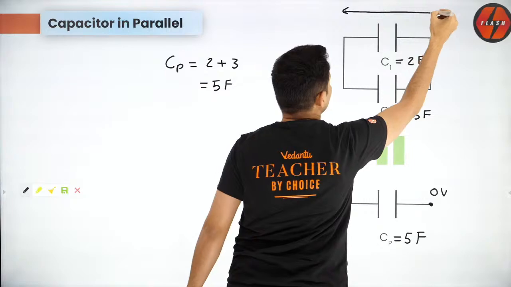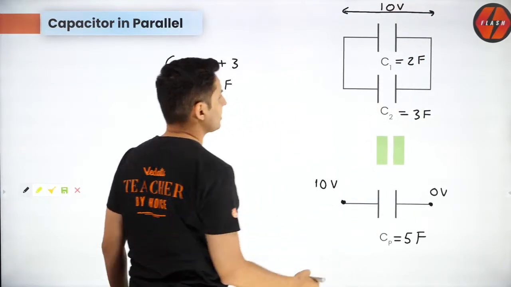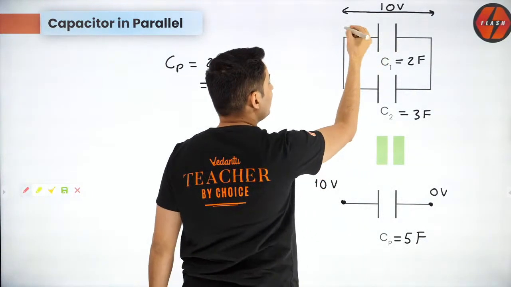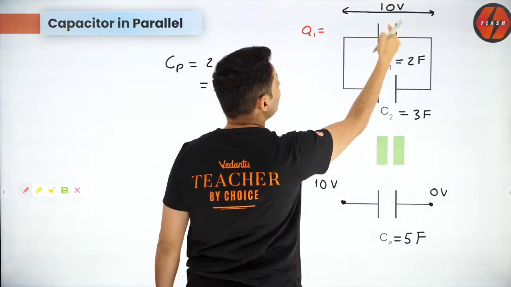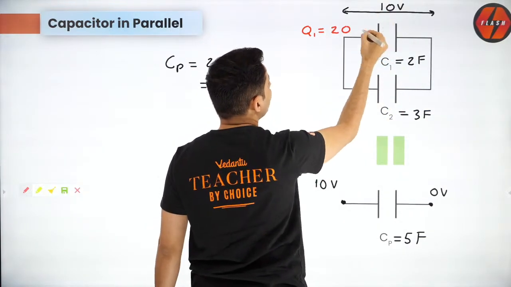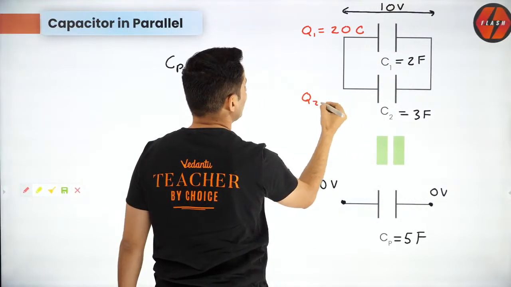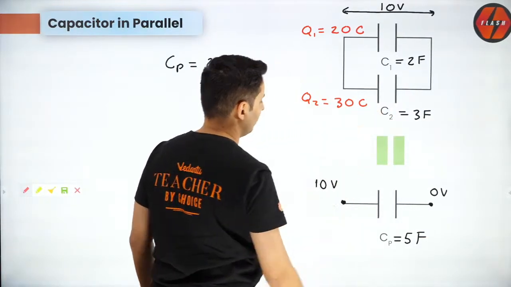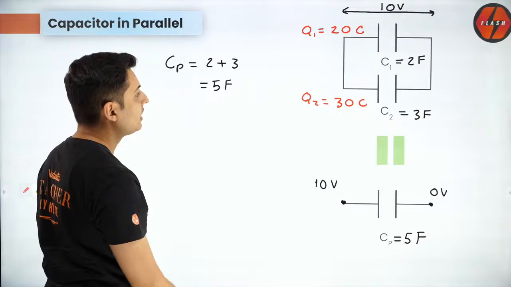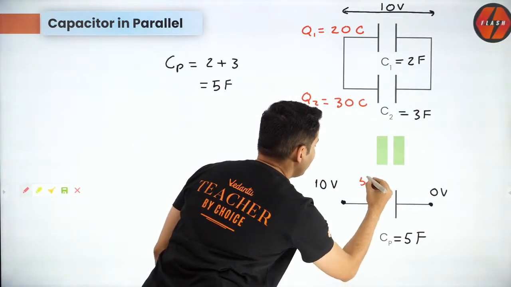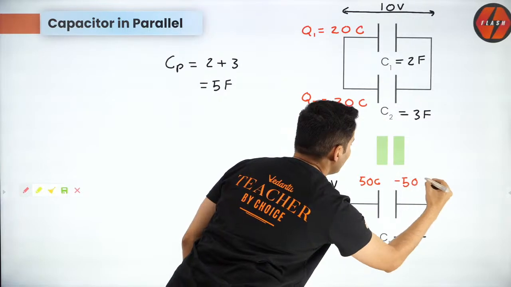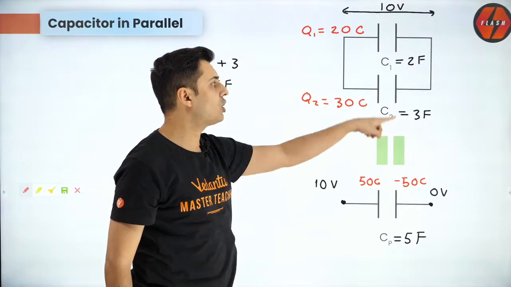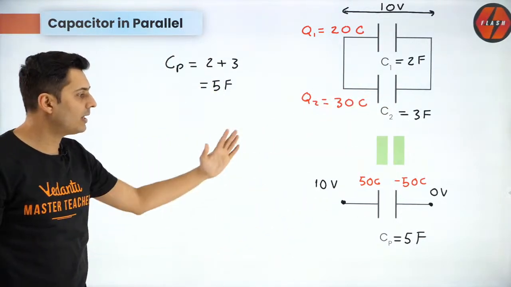So each capacitance will get a voltage of 10 volts, undoubtedly, because voltage is always the same, but the charge will be different. Q1 will be CV, so 2 into 10, which will be 20 coulombs. Q2 will be C into V, which is 3 into 10, which is nothing but 30 coulombs. But the charge on the equivalent will be 30 plus 20, so that will be 50 coulombs charge here and minus 50 coulombs charge here. That's how the charges get divided. You can see the charges are divided in the ratio of the capacitances themselves. Very important.